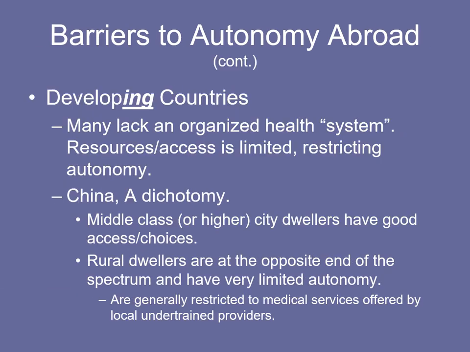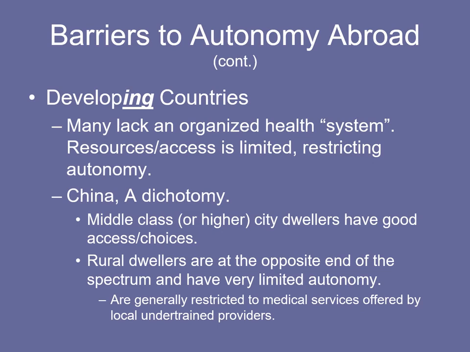It is also important to look at barriers that exist in developing countries. Many of these countries lack an organized healthcare system. That itself can restrict autonomy. That structure, that lack of process, the lack of a framework can be very limiting on autonomy. Looking at China, for example, although they claim to have a unified system, that unified system seems to apply more towards those in the middle class or higher, often those who reside in the city have good jobs and therefore have good access and choices. Their autonomy would be pretty good or very good.